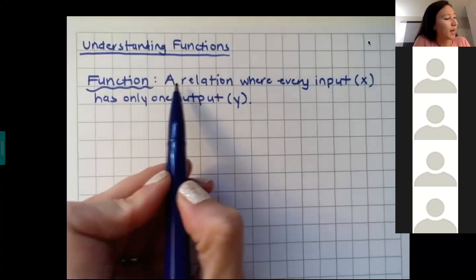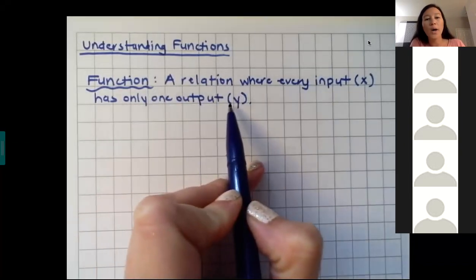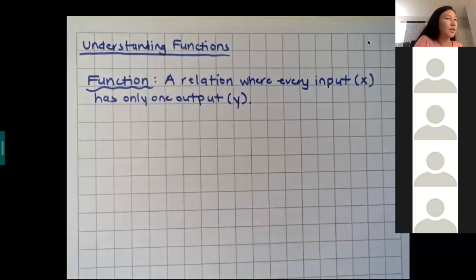Okay, so I'll repeat that again. A function is a relation where every input has only one output. Any questions so far on the definition of a function? Okay, perfect.